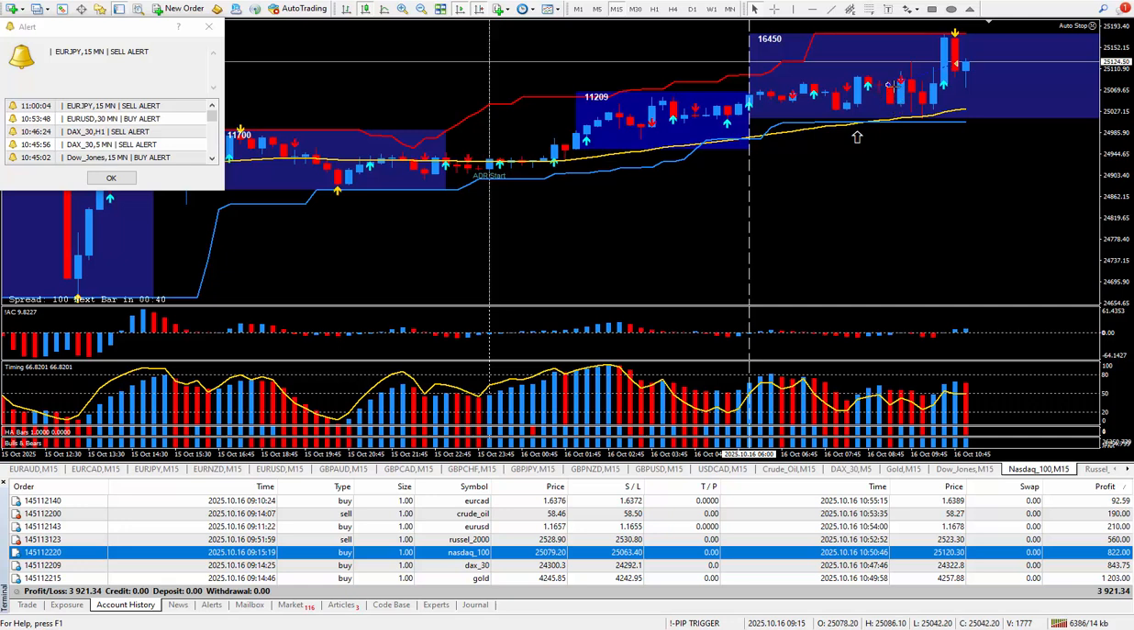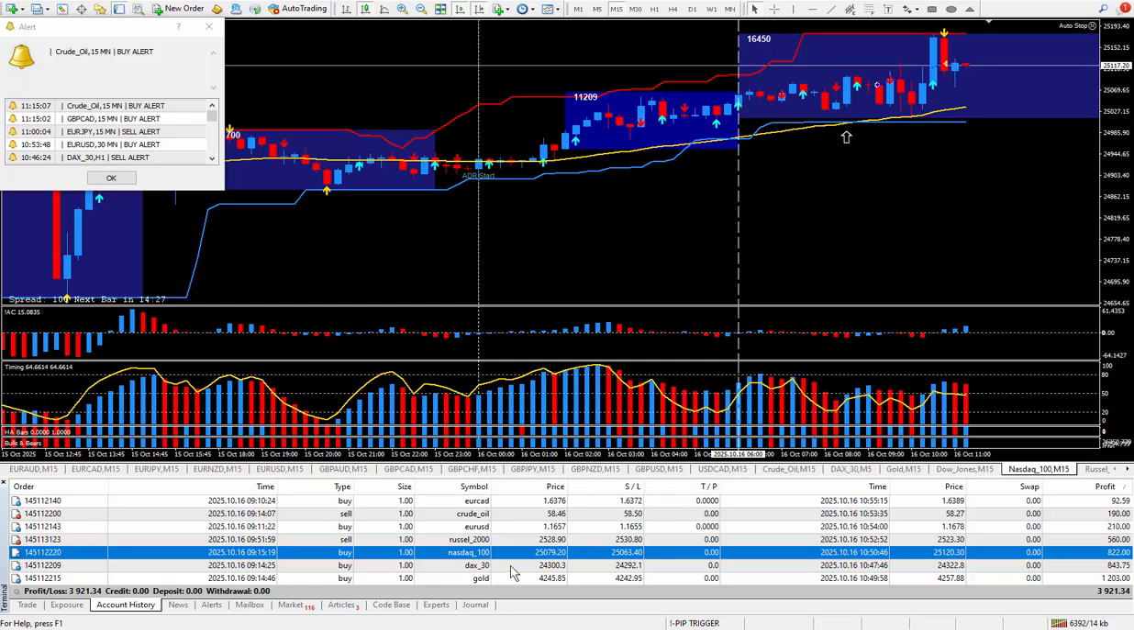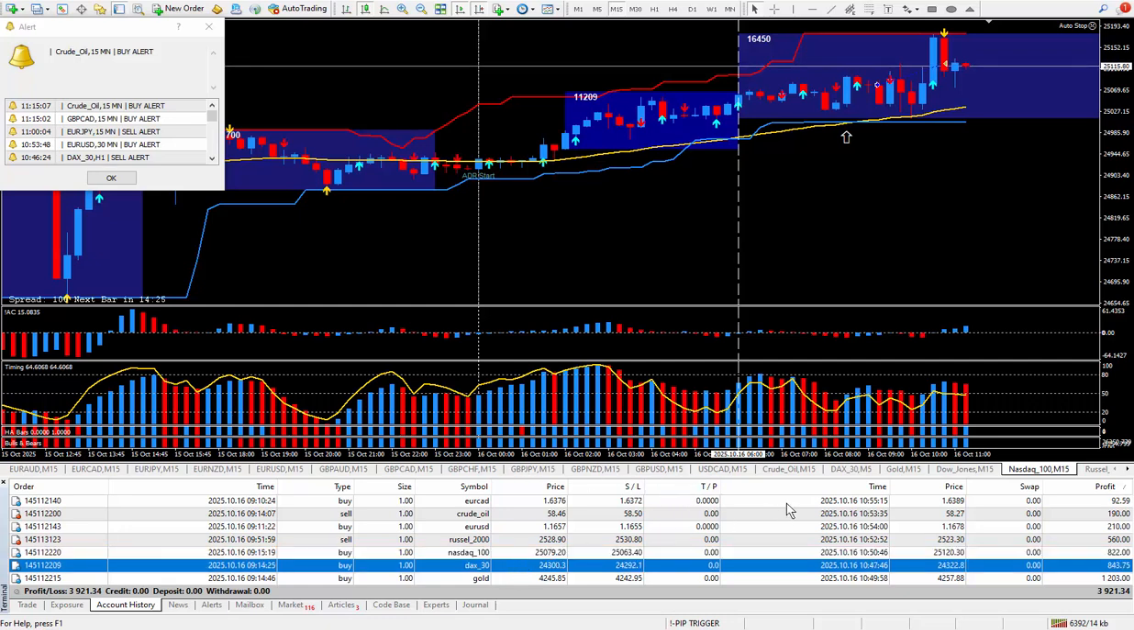Another blue arrow, pullback. This is where I got in at. And like I said, we're looking for approximately 41. There it is right there. I did have it. 41 ticks, and that paid out $822.